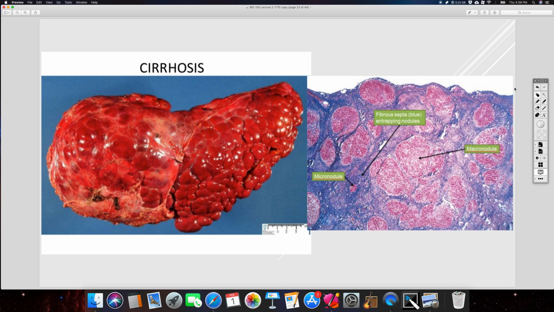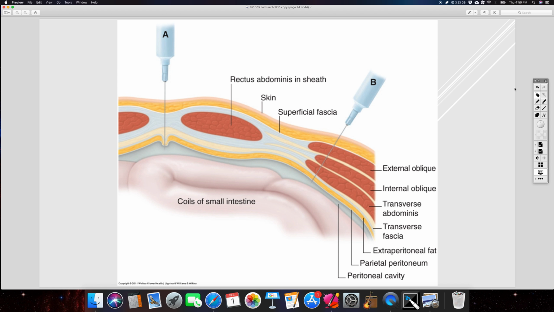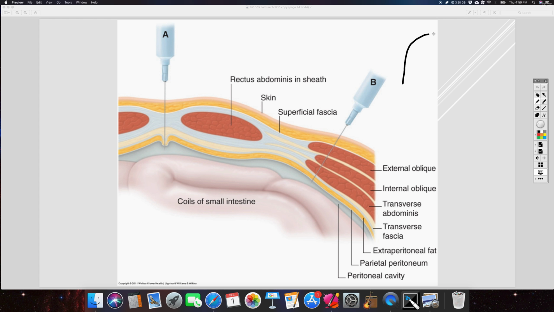So again, cirrhosis. This is just showing paracentesis. There are a couple of different ways you can do it. You can go ventrally, you can go laterally. But anyway, I want to demonstrate how ascites happens. Ascites, of course, is the edema of the abdominal cavity.